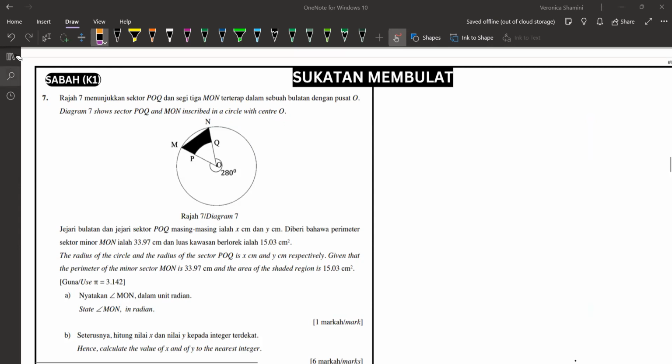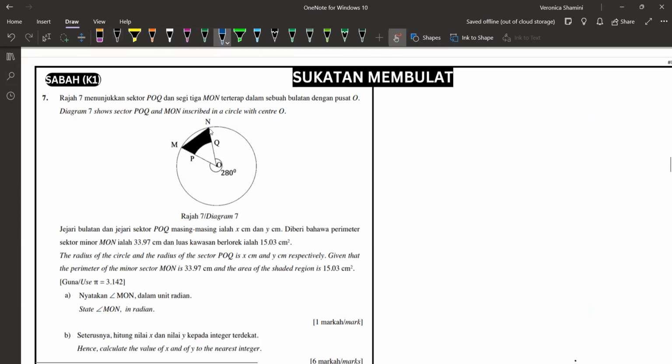Alright, untuk revision yang ni kita sambung part 2 sukatan membulat. Okay, Rajah menunjukkan sektor POQ. Alright, then also POQ is the small one, MON yang terterap dalam sebuah bulatan with the center O. Okay, jejari bulatan and jejari sektor POQ masing-masing X and Y.